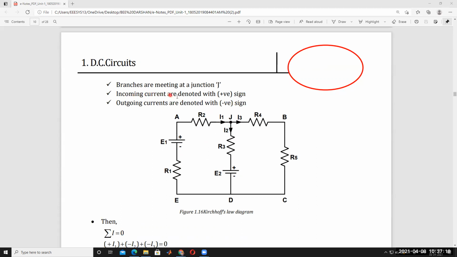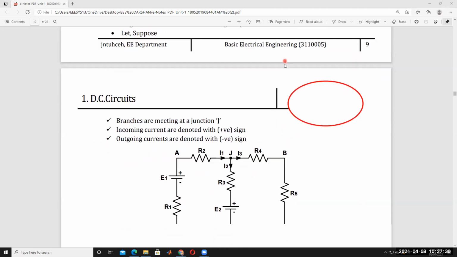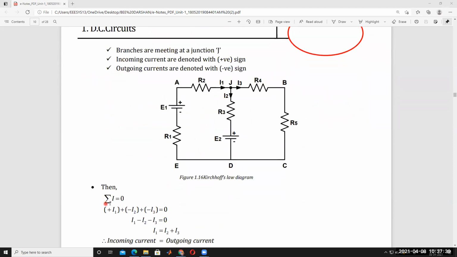Incoming currents are denoted by a positive sign, and outgoing currents are denoted by a negative sign. The algebraic sum of all currents meeting at a junction is 0, that is, sigma I equals 0. The only incoming current here is I1, so it is plus I1, and the leaving currents are minus I2 and minus I3.